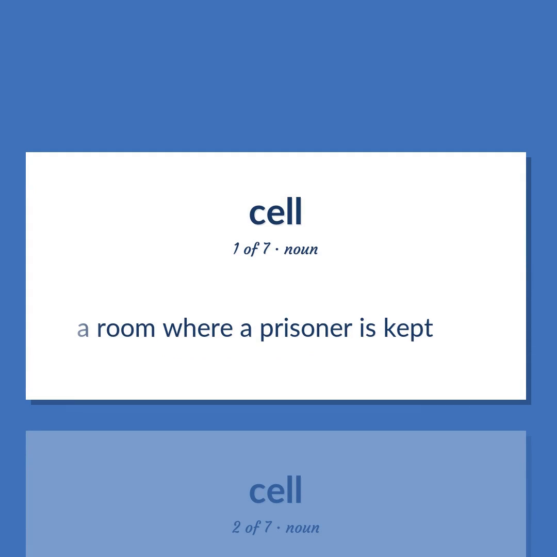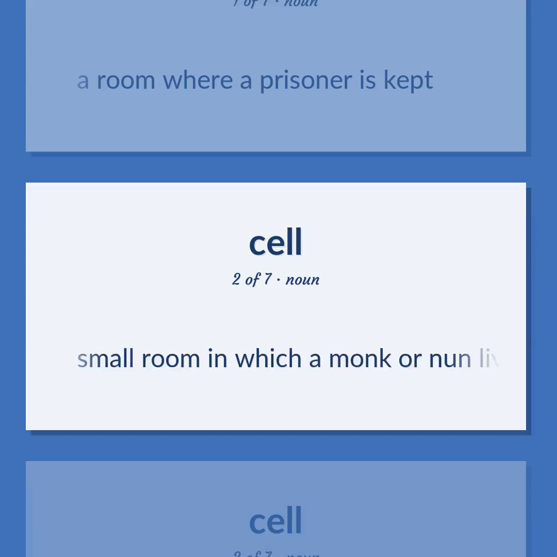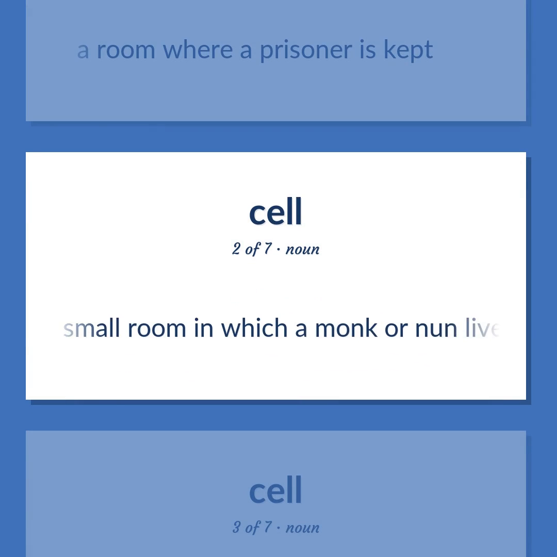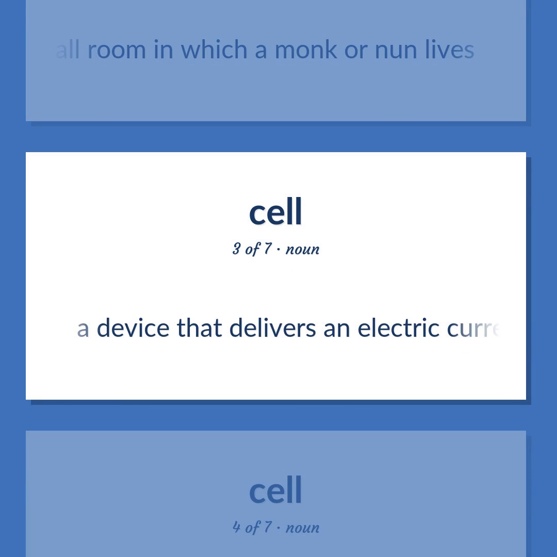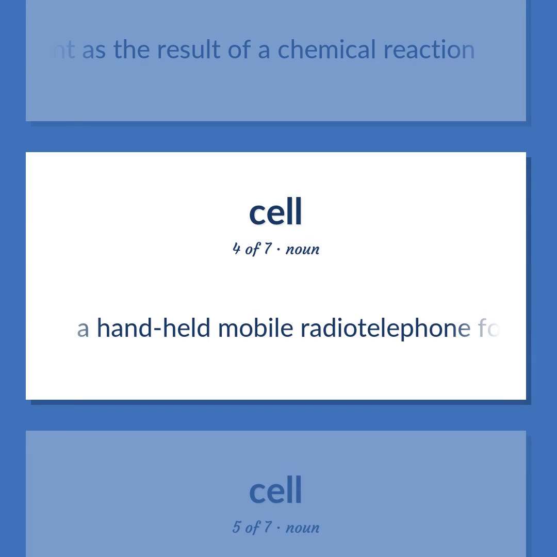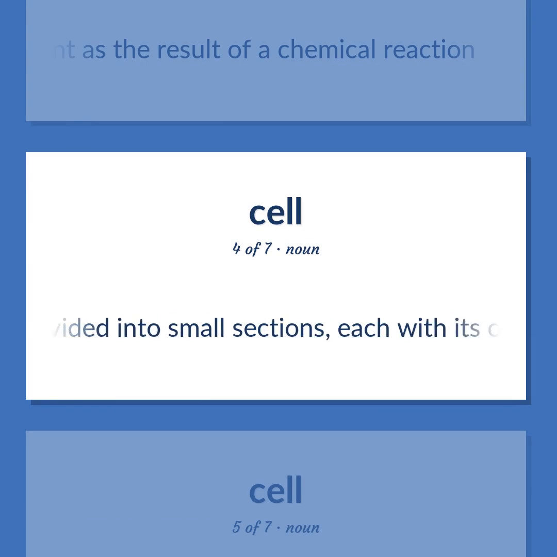A room where a prisoner is kept. Small room in which a monk or nun lives. A device that delivers an electric current as the result of a chemical reaction. A handheld mobile radio telephone for use in an area divided into small sections, each with its own short-range transmitter, receiver.